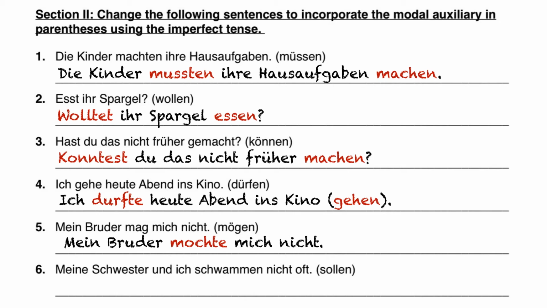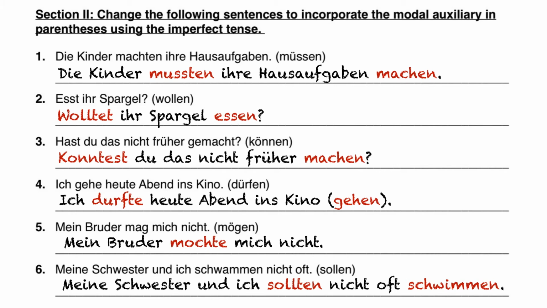Meine Schwester und ich schwammen nicht oft. My sister and I did not swim often. Meine Schwester und ich sollten nicht oft schwimmen. My sister and I shouldn't have swam very often.